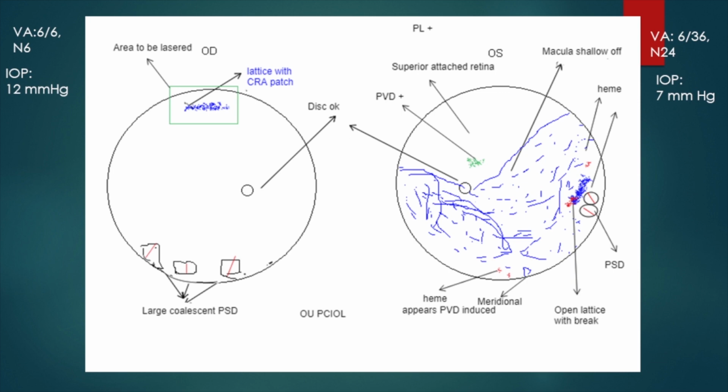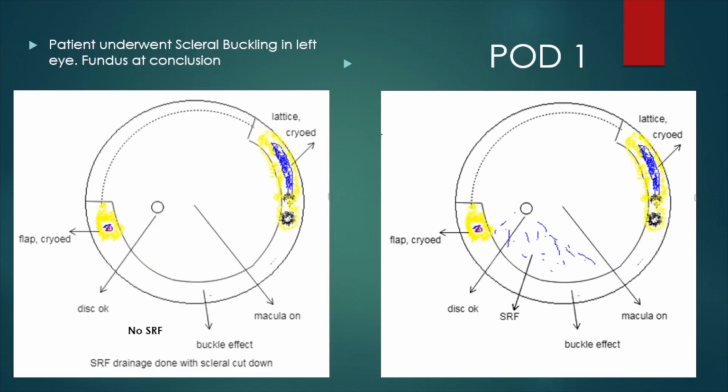The anterior segment examination was within normal limits. The patient was pseudophakic in both eyes. On fundus examination in the right eye, there was a lattice degeneration present superiorly, which was then lasered. Whereas in the left eye, we see a subtotal retinal detachment with opened up lattice with a break. Now, this patient underwent scleral buckling in the left eye.